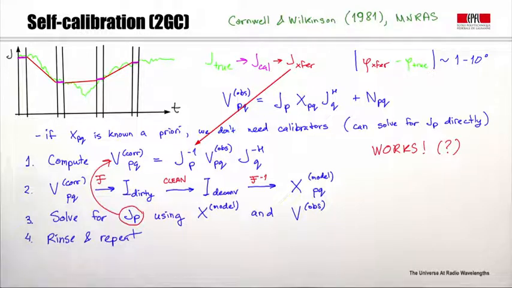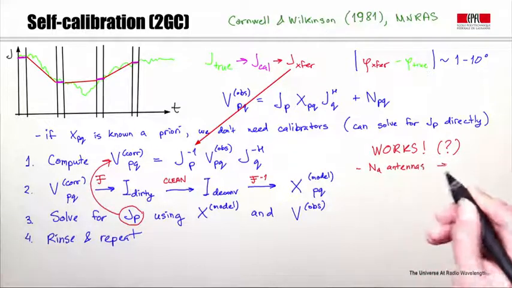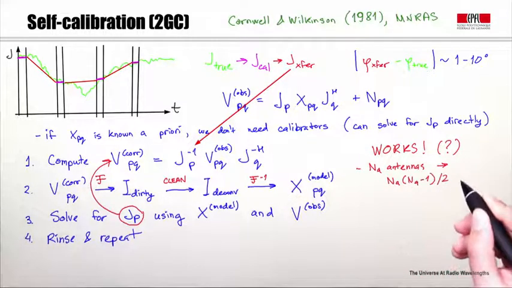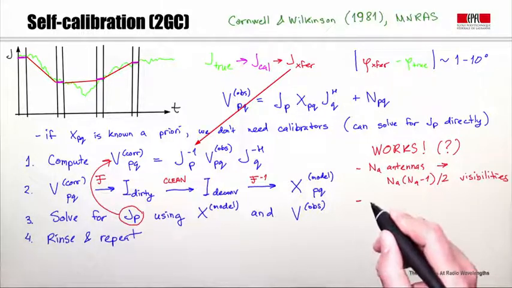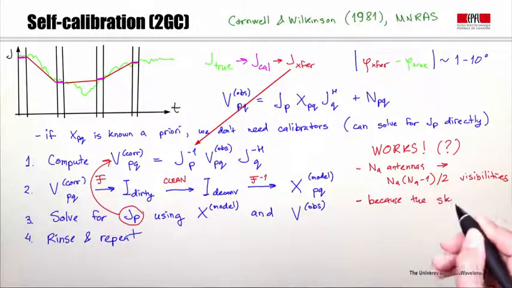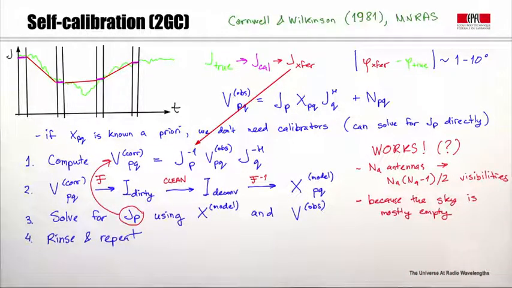Well, some of it is still a research topic, but we do understand some things. Firstly, it works because at any time and frequency point, for N_A antennas, you get N_A times (N_A minus 1) over 2 visibilities. So we have many more equations than unknowns. Yes, and also it works, as we sort of understand now, because the sky is actually pretty empty. And presumably our initial guess, our initial first generation calibration with calibrator sources here, must be good enough.